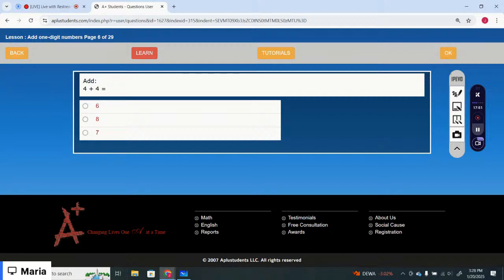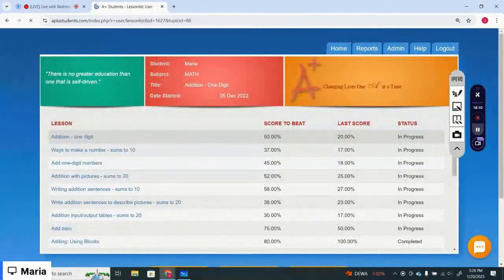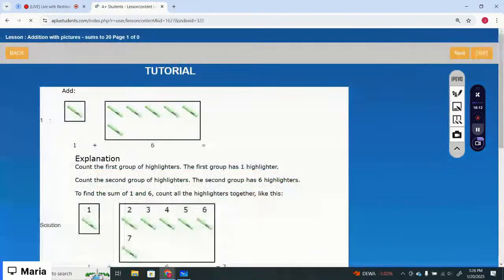Okay, you can complete the lesson by yourself later today. Let me just move on to the next lesson. The next lesson is addition with pictures, sums up to 20.